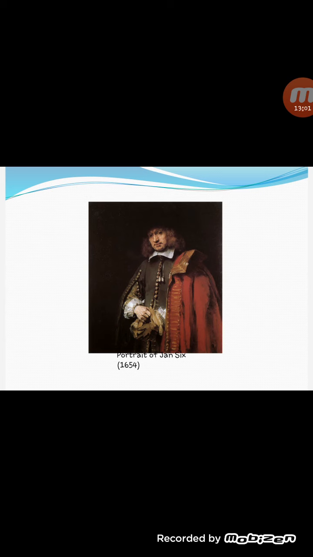Portrait of Jan Six, 1654. He was a wealthy merchant and an important cultural figure in the Dutch Golden Age. He was also a close friend and patron of Rembrandt. This portrait captures the moment as Six pauses while putting on his gloves just before leaving his house.